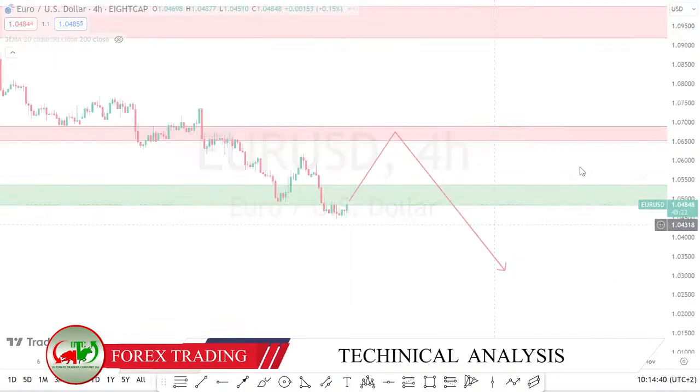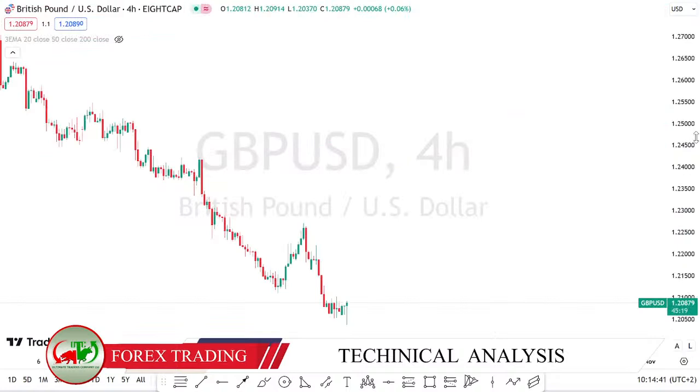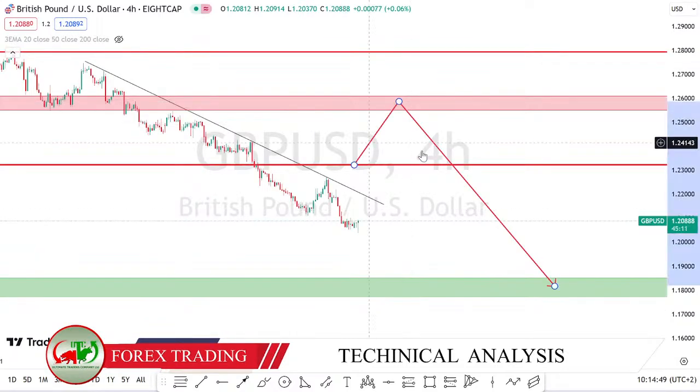GBP/USD has also completed this trending move. As we mentioned yesterday, we are waiting for GBP/USD to make a pullback at this trend line at least, and this resistance at least over there.